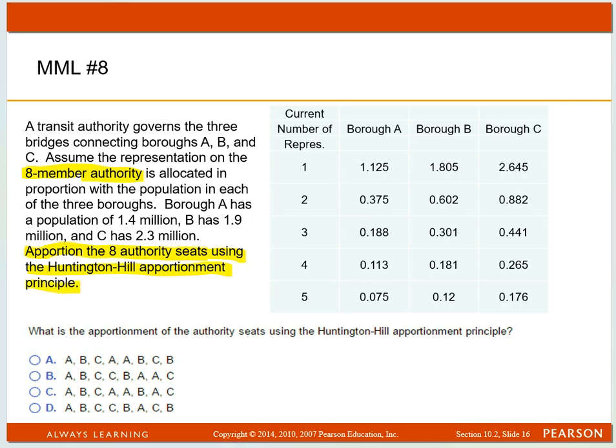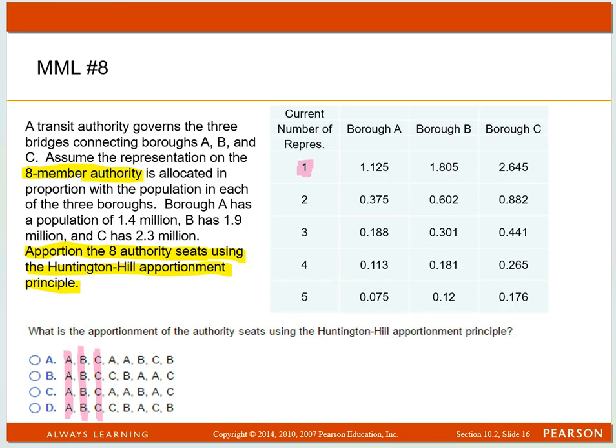Well, what I want you to notice is this is a multiple choice question. And when you look at your 4 choices, they all start with A, B, C. That is because each borough already has one representation. So I could have said BAC or CAB or ACB. It wouldn't matter what order they're in. Each one is given one seat already. The question is, who's going to get the 4th one?